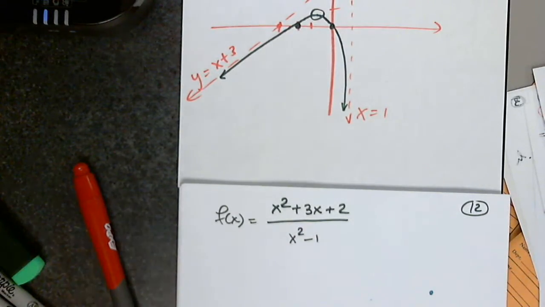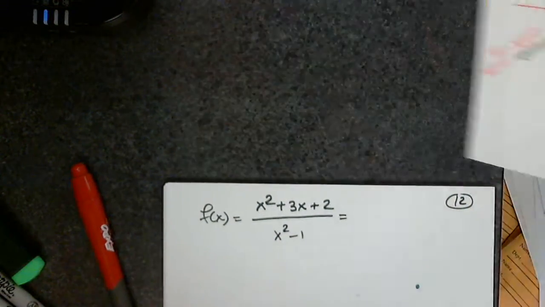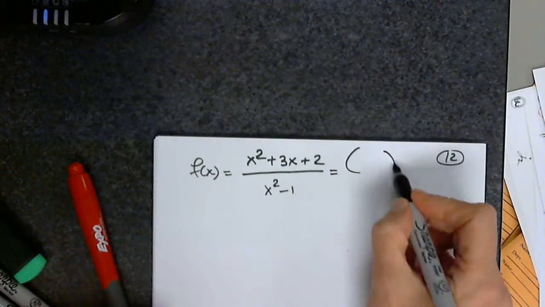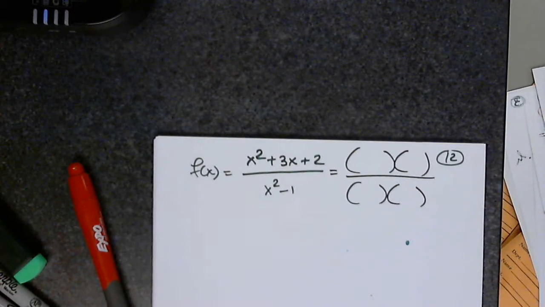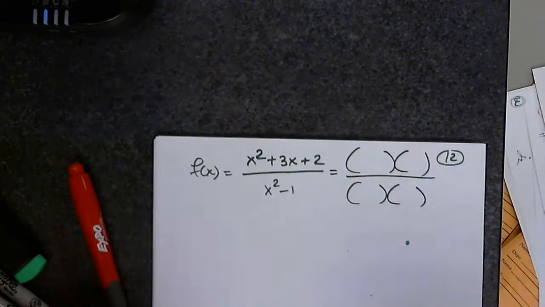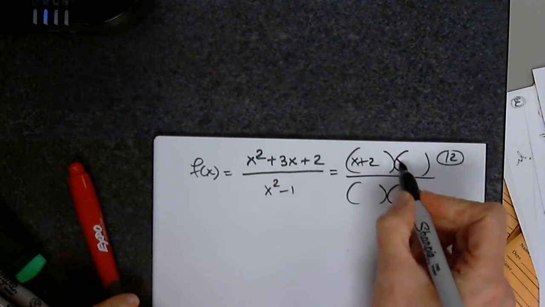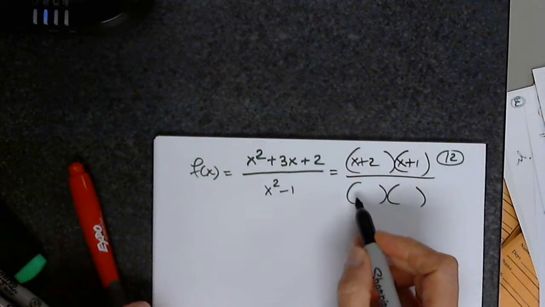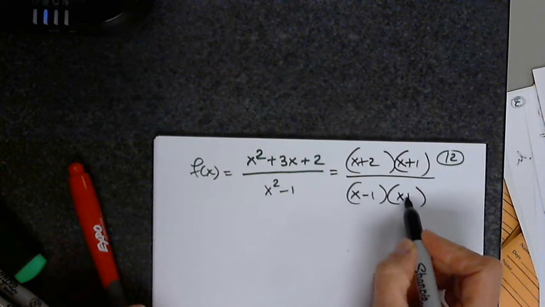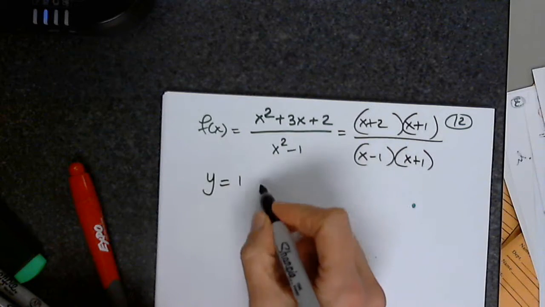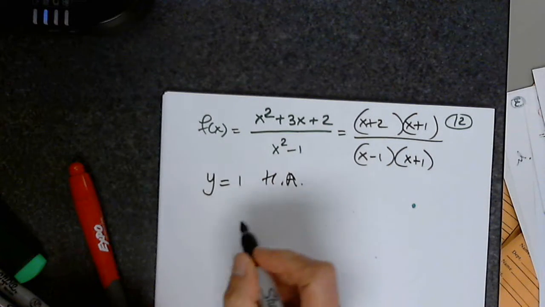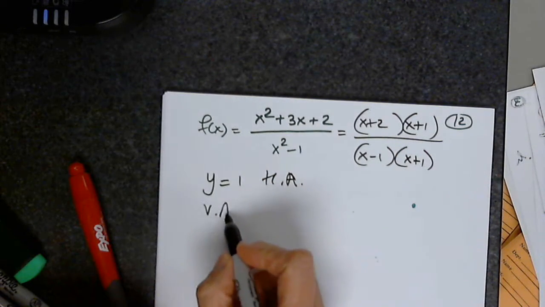So what will I have to do right away? Yes. So let's factor the top. And let's factor the denominator. What is it? In the denominator? Good. So you already gave me y equals 1 as the horizontal asymptote. Very good. Now I would like you to give me the vertical asymptotes.